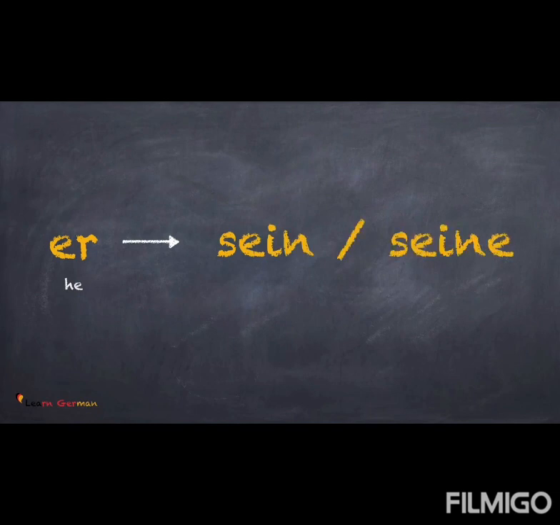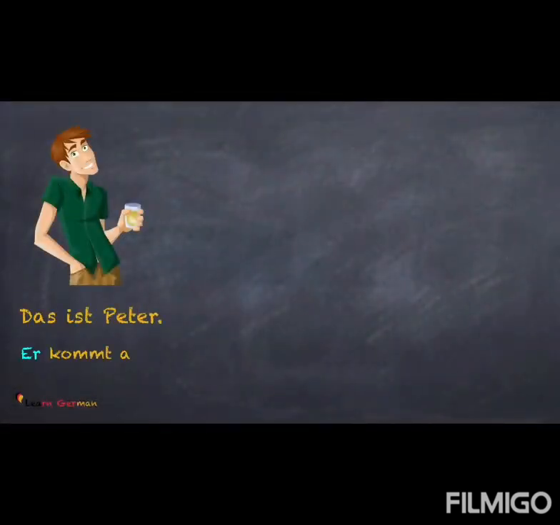The next pronoun is er, and the possessive pronouns for er are sein or seine. I'm sure by now you know that when the article is der or das, you use sein, and when the article is die, in singular or in plural, you would use seine. Now let's see how to use them.